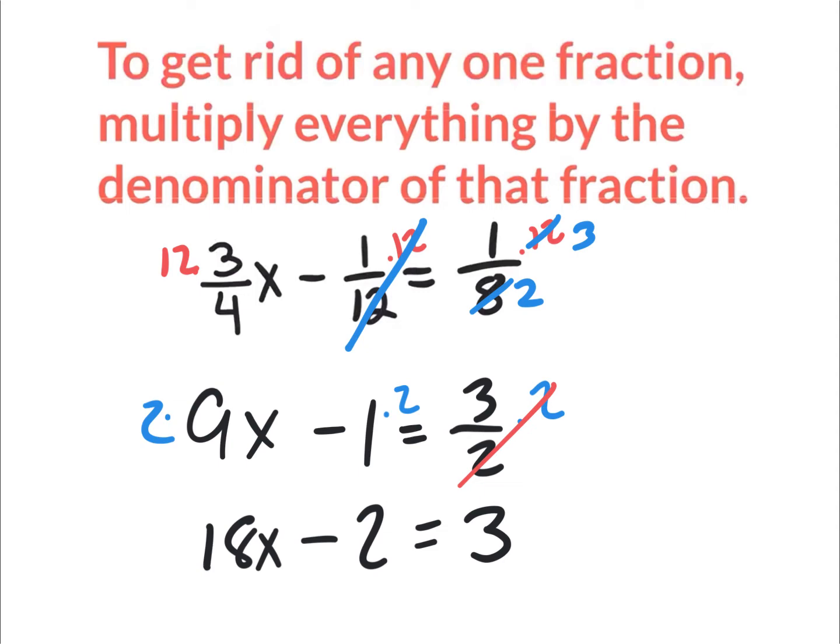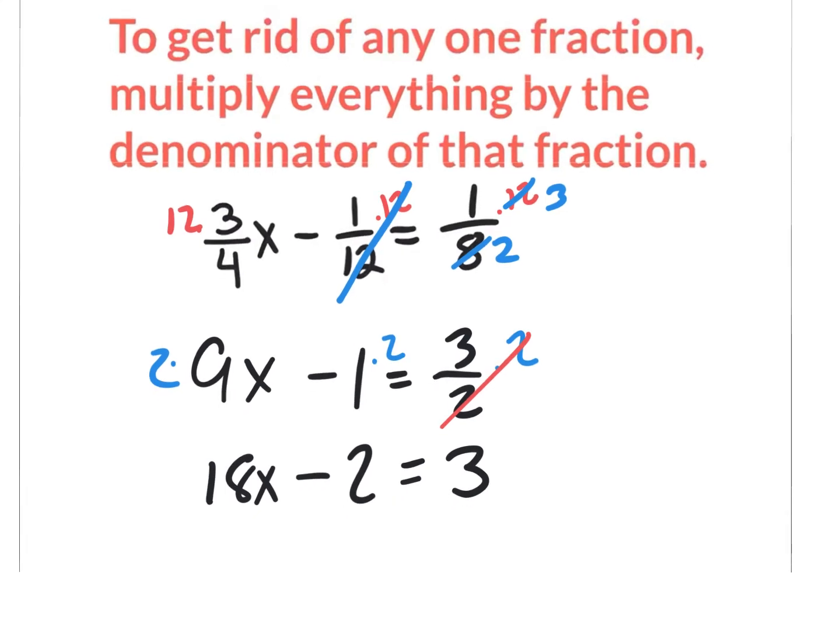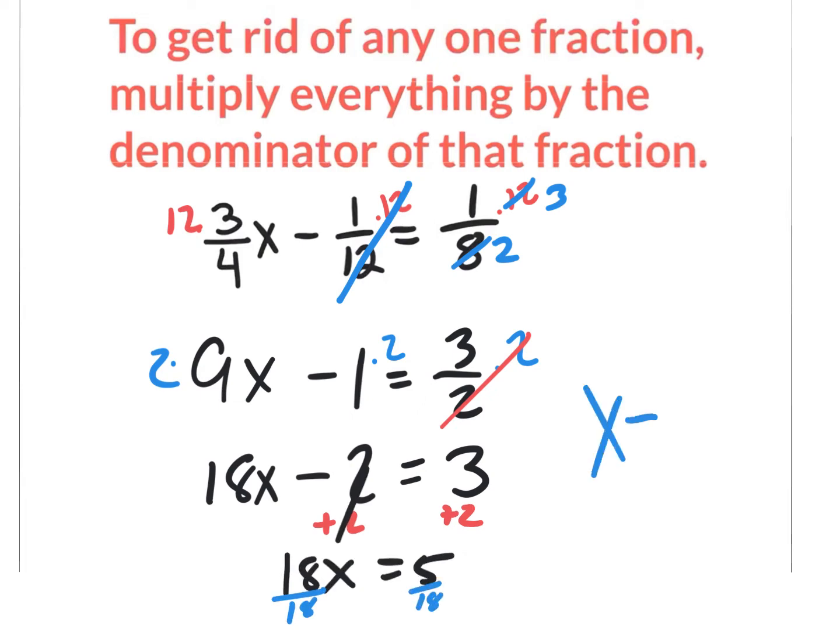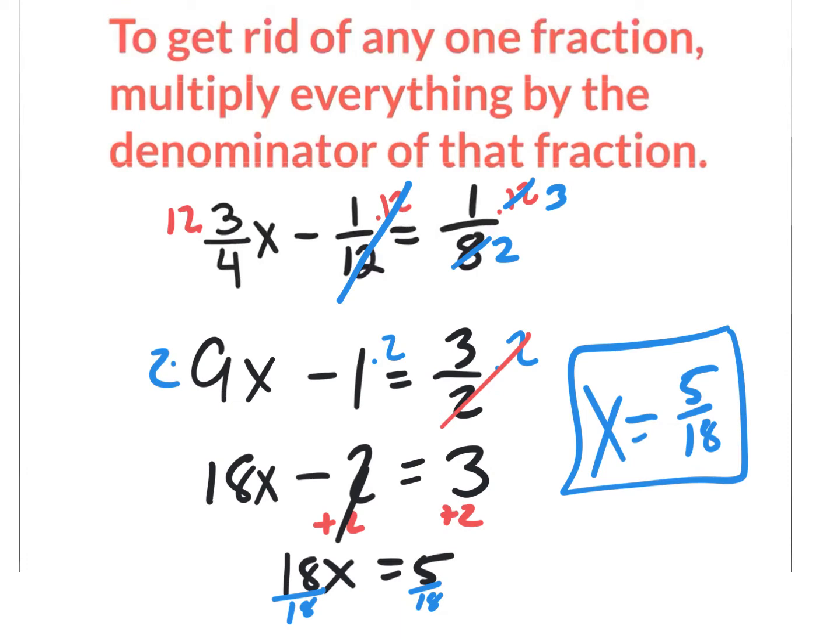So you see, we got rid of one fraction at a time. We got lucky and two fractions canceled out when we multiplied everything by 12. But it's that easy. Cool. Now let's continue solving, even though the rest is easy. Plus 2, 18x equals 5. Divide by 18, divide by 18. X equals 5 over 18. But the real thing that I wanted to show is how I got rid of fractions by multiplying by the denominator of the fraction that I wanted to get rid of.